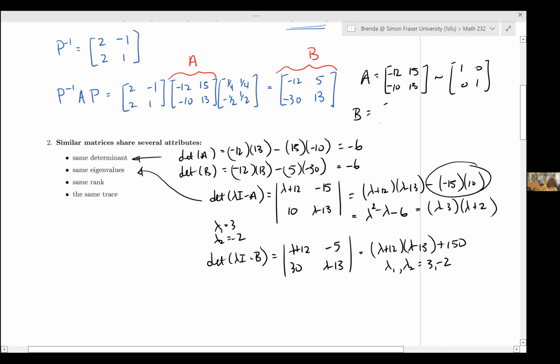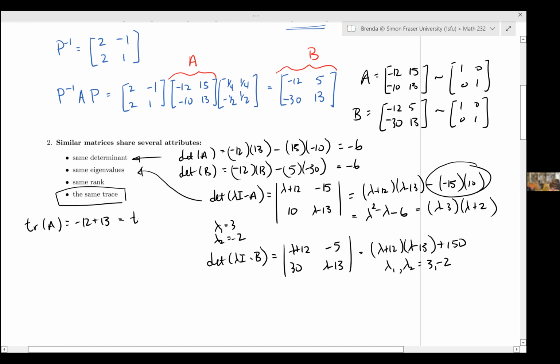I take B, I row reduce, and I also get the identity matrix. That means that B has a rank of 2. So the rank of A is the same as the rank of B. The same trace. So the trace is the sum of the diagonal elements. So the trace of A is going to be 1 minus 12 plus 13. And since the diagonal elements are the same, in fact, in this case, this is not always the case, but the diagonal elements are the same in this example. So the trace of A is also the trace of B.